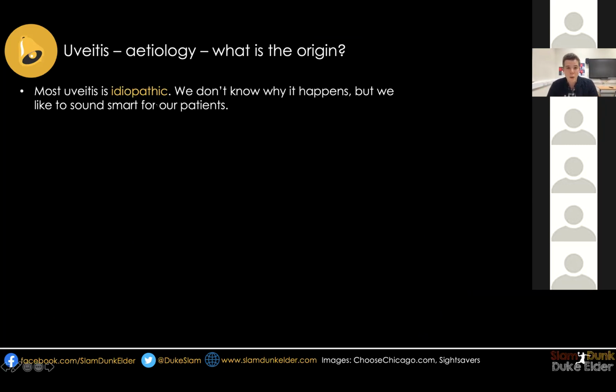So the etiology or the cause of uveitis, well, most of it we don't know, unfortunately. It's idiopathic. And this is the term that we use, once again, to confuse our patients when we don't know something but want to seem smart, okay? Idiopathic just means we don't know why it happens. And probably 50% of cases of uveitis are idiopathic in nature. But the other 50% have some form of immune, autoimmune, or infectious etiology.